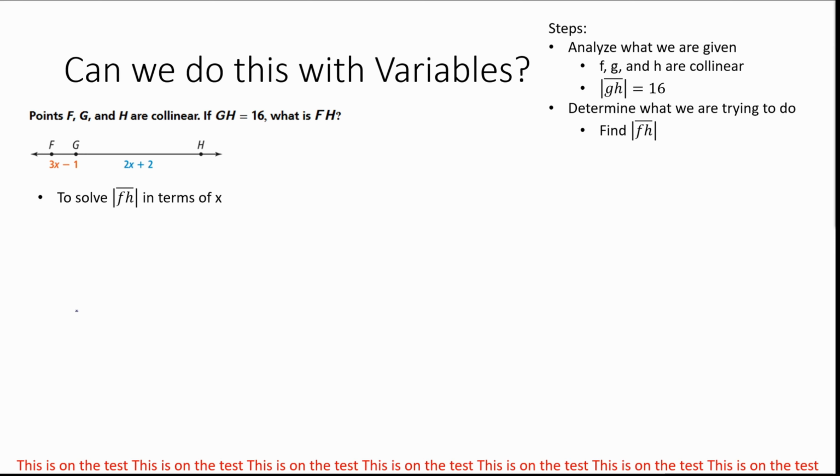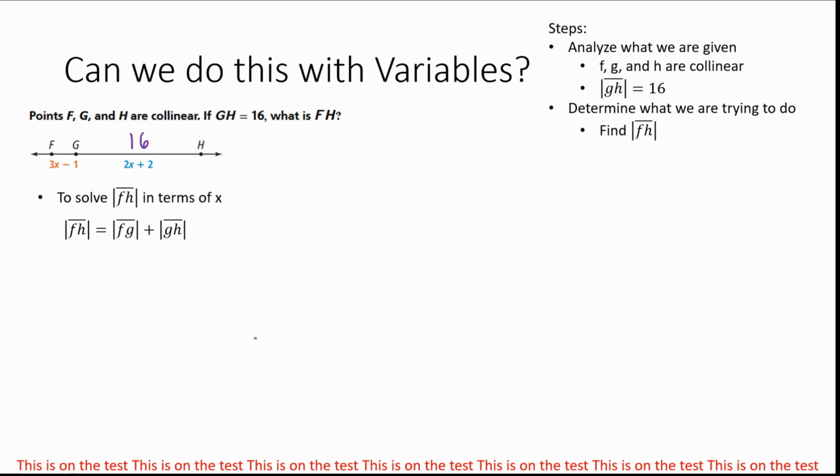So that's not given on the line, but since it is expressed in the directions, I'm going to go ahead and just write 16 there as an alternate value for GH. And then after we look at what we're given, we need to determine what it is asking us to do. Well, it's asking us to find the length of line segment FH. So the first thing we can do is to solve for FH in terms of x. And to do that, we can look at it as the length of line segment FH is equal to the length of line segment FG plus the length of line segment GH.